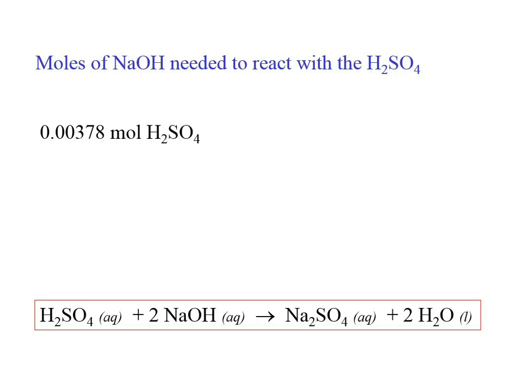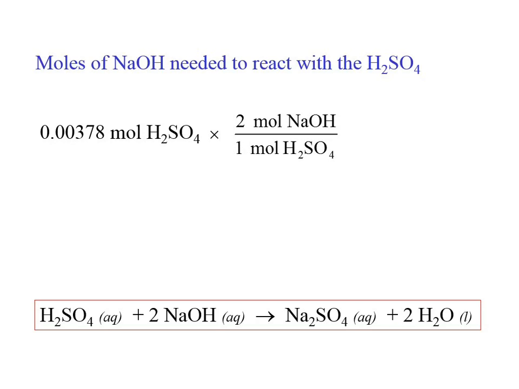So we're going to start with the 0.00378 moles H2SO4 over 1. And now it's just a stoichiometric ratio. So you guys have gotten a lot of work at that.